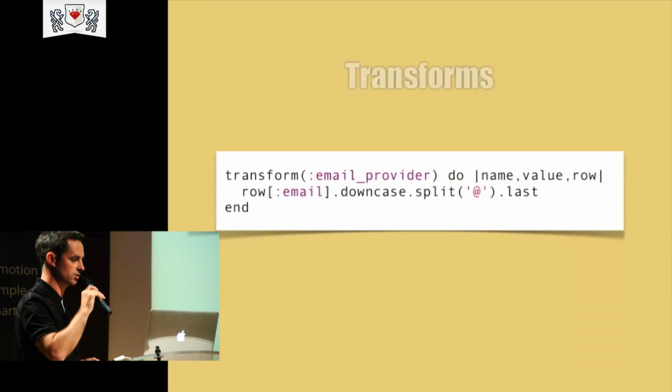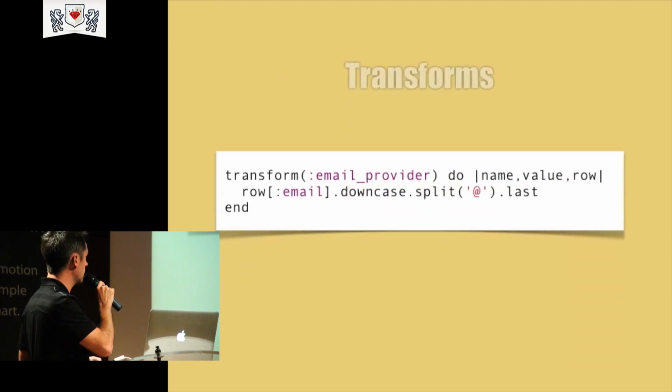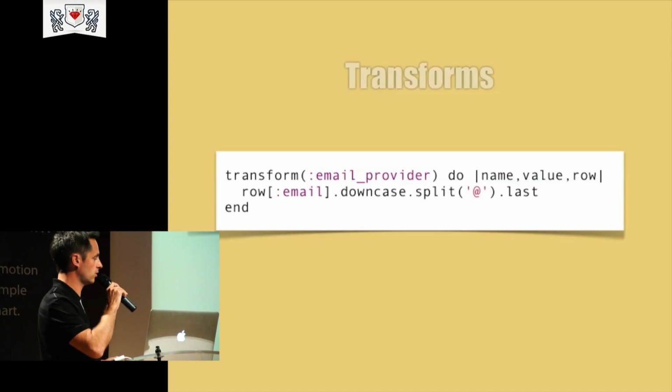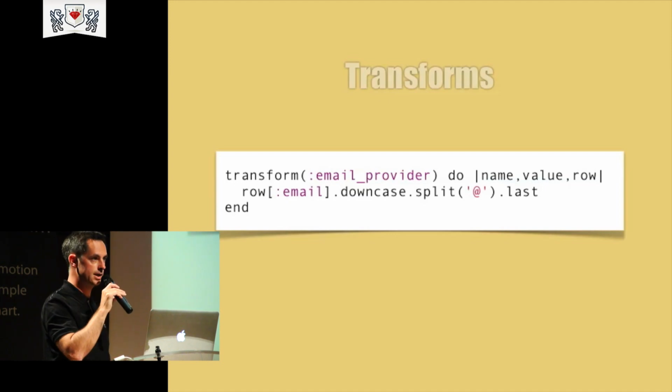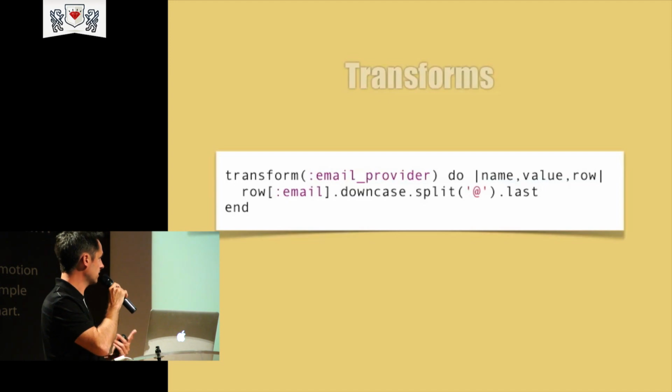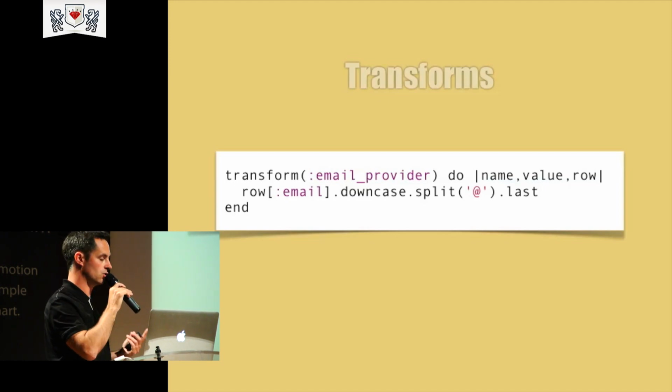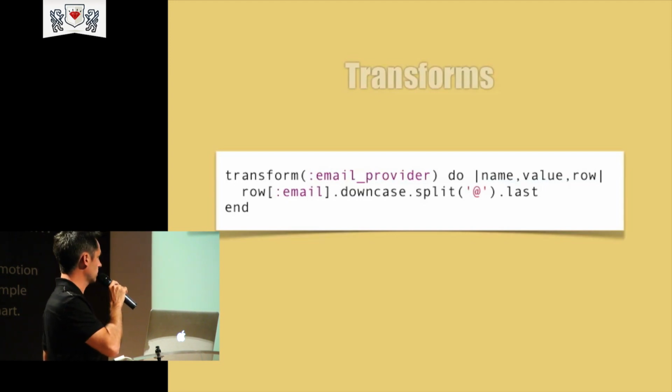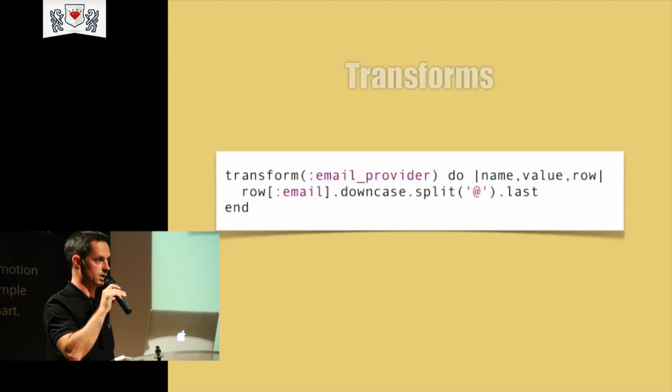Then we're going to declare transforms. This one will create an email provider column. And then you have a block transform, which will basically take the raw email, a row being a Ruby hash, put it to downcase and grab the last part of the email so that we can keep it in a separate column, because that's what we want to do.